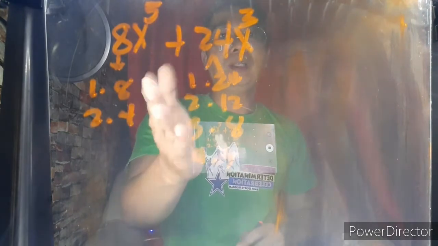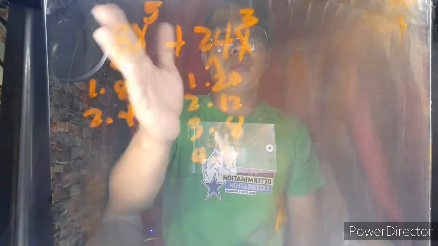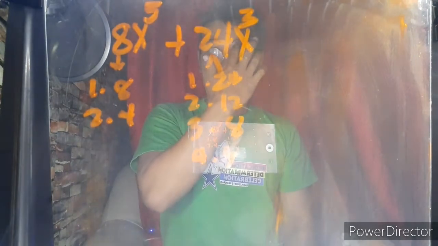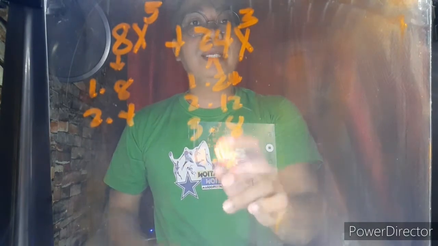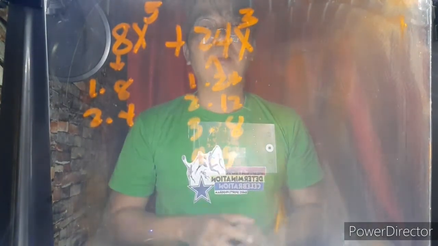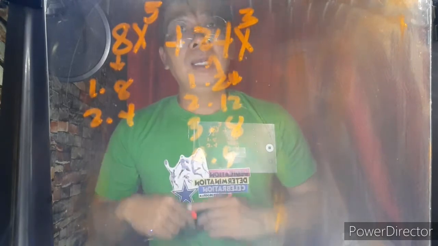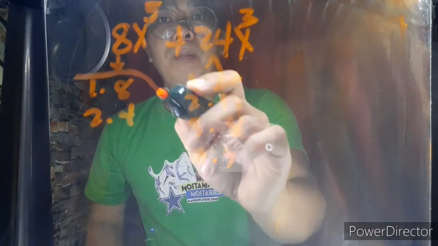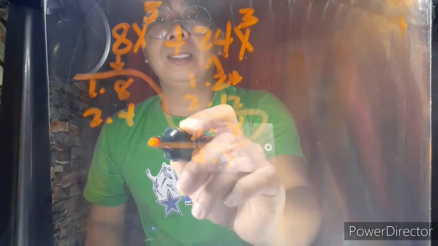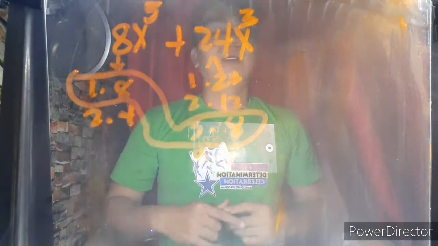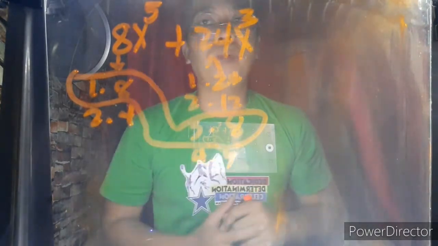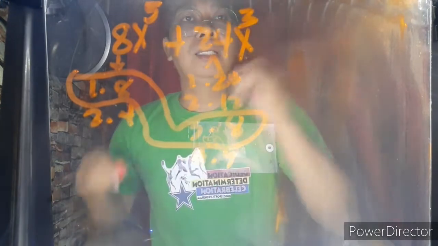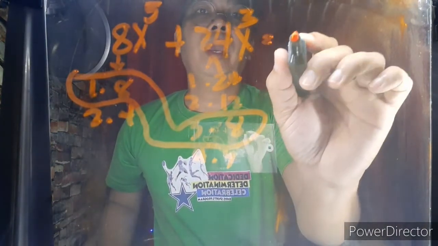So now, let us determine which of the factors are common between 8 and 24. So as you observe, we have 2 times 4, we have 4 times 6. So, they have common of 4. But there is 1 times 8 and 3 times 8. So, we're going to get the greatest common factor, which is 8. So, therefore, the factor that is common between 8 and 24 is 8. So, now, we have 8 here.